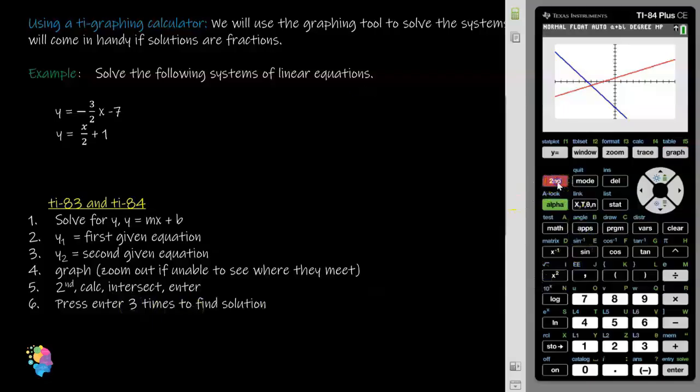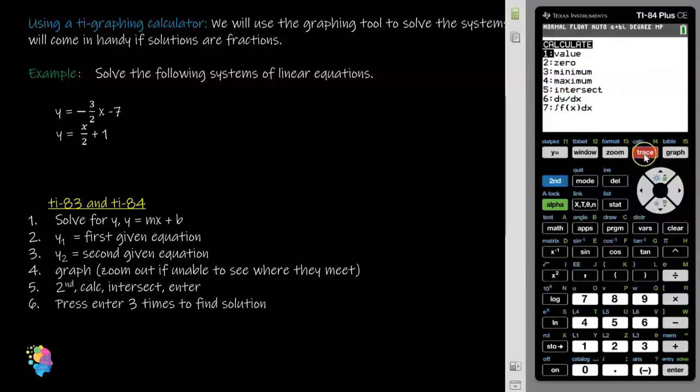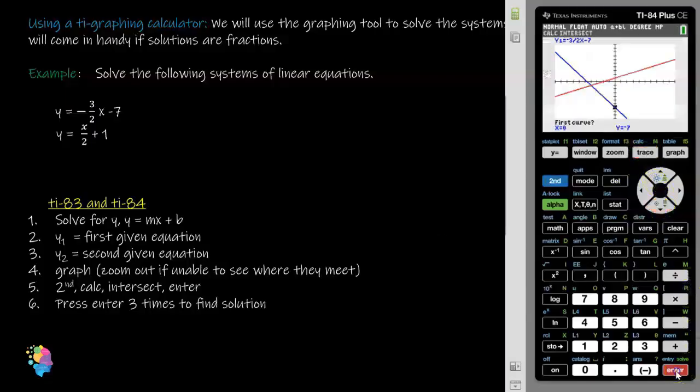We do second, calculate is right here on the key for trace. Then we move to intersect, that's number 5, and press enter. Now, the reason why we have to press enter 3 times is the following. First, they're asking us, is this your first curve? They're asking us to verify that we wrote the first equation correctly, so we press enter. Then they ask, is this the second curve? They're asking us to verify that we entered the second equation correctly, so we press enter a second time.